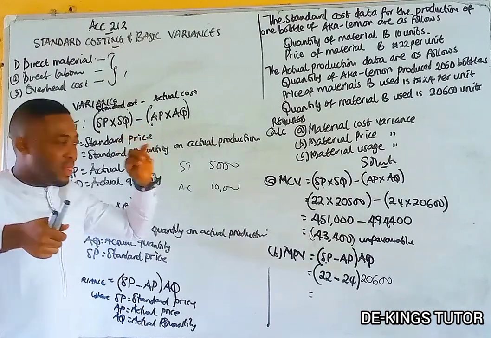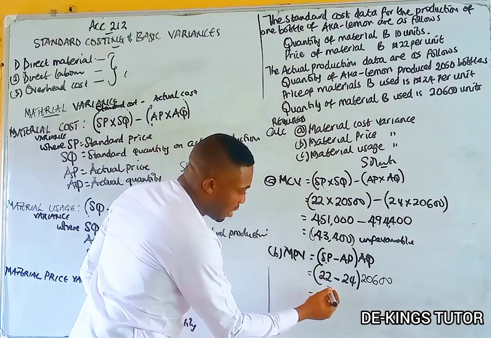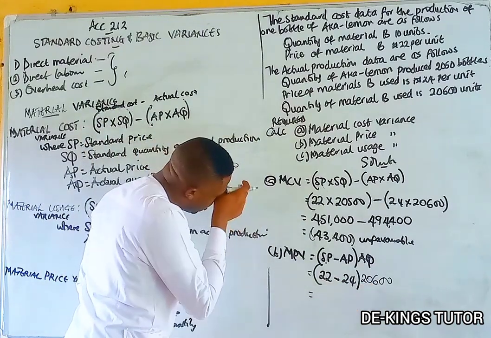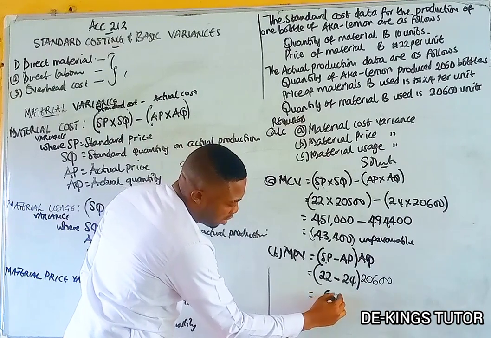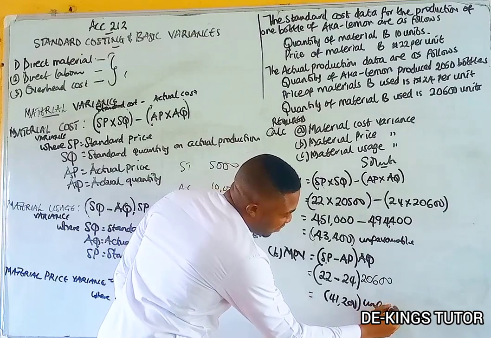Okay, so now 22 minus 24 gives us what? -2. -2 times this gives us what? -5,200. Is this favorable or what? It's unfavorable.